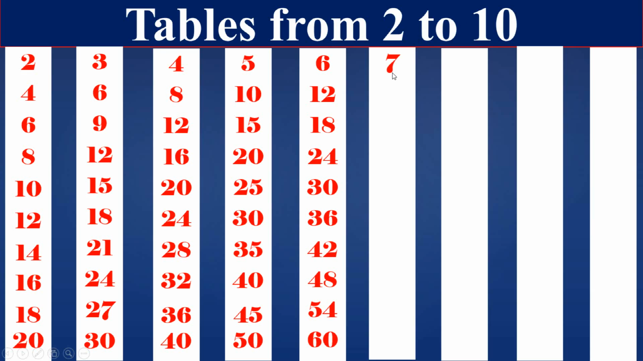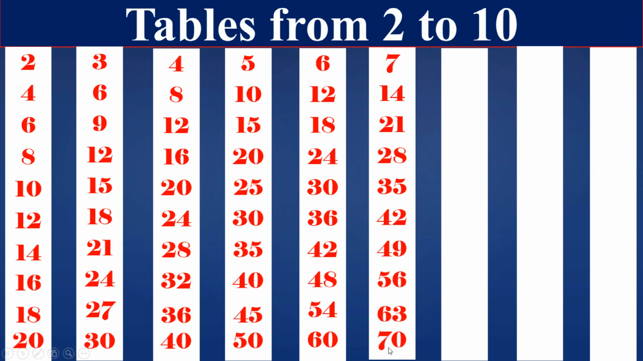7 times 1 is 7. 7 times 2s are 14. 7 times 3s are 21. 7 times 4s are 28. 7 times 5s are 35. 7 times 6 are 42. 7 times 7s are 49. 7 times 8s are 56. 7 times 9s are 63. 7 times 10s are 70.